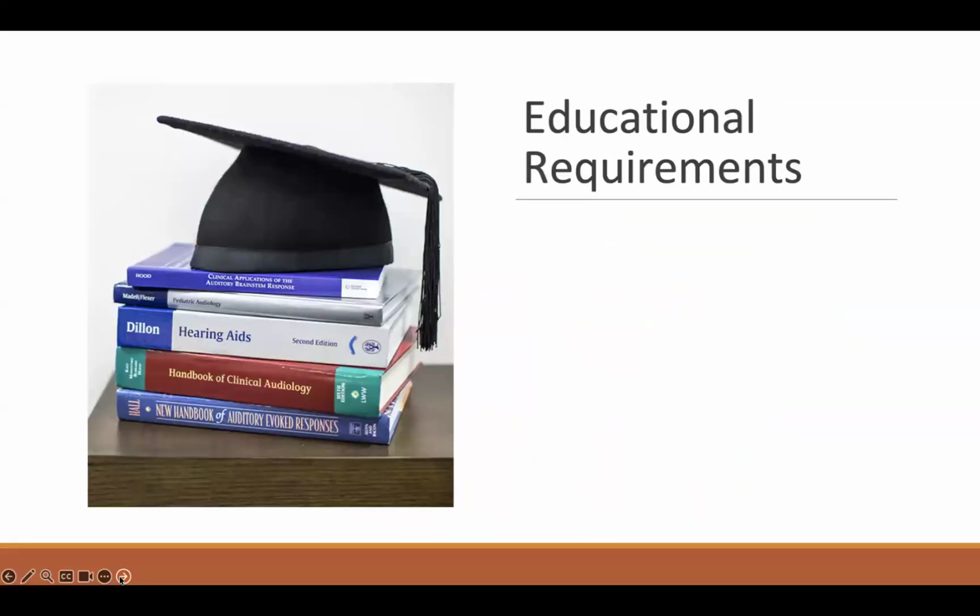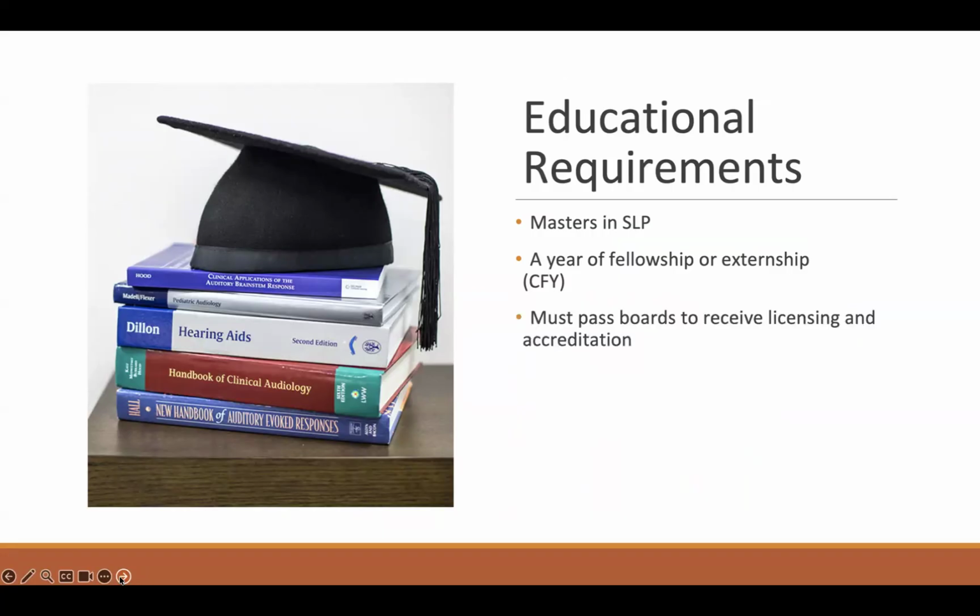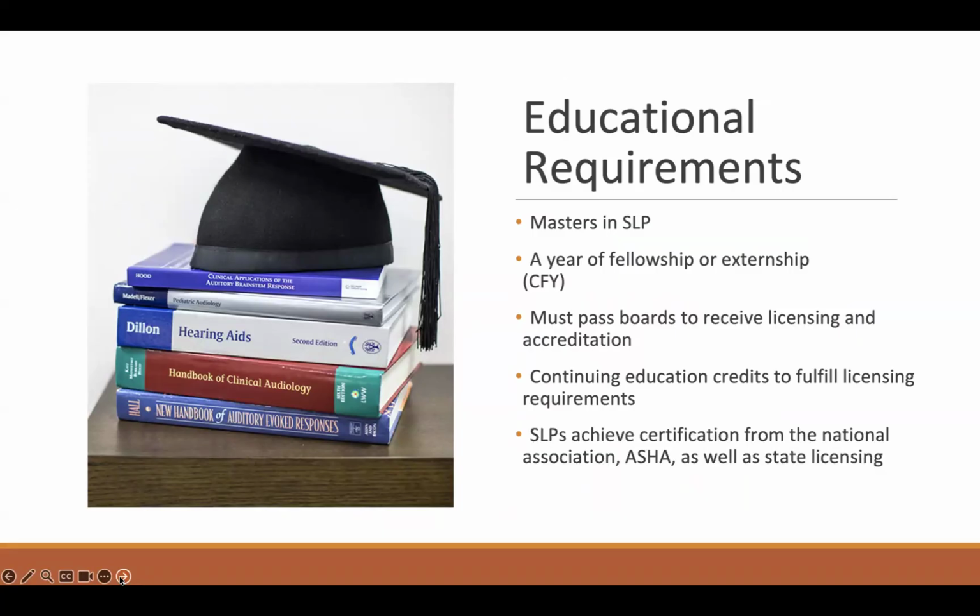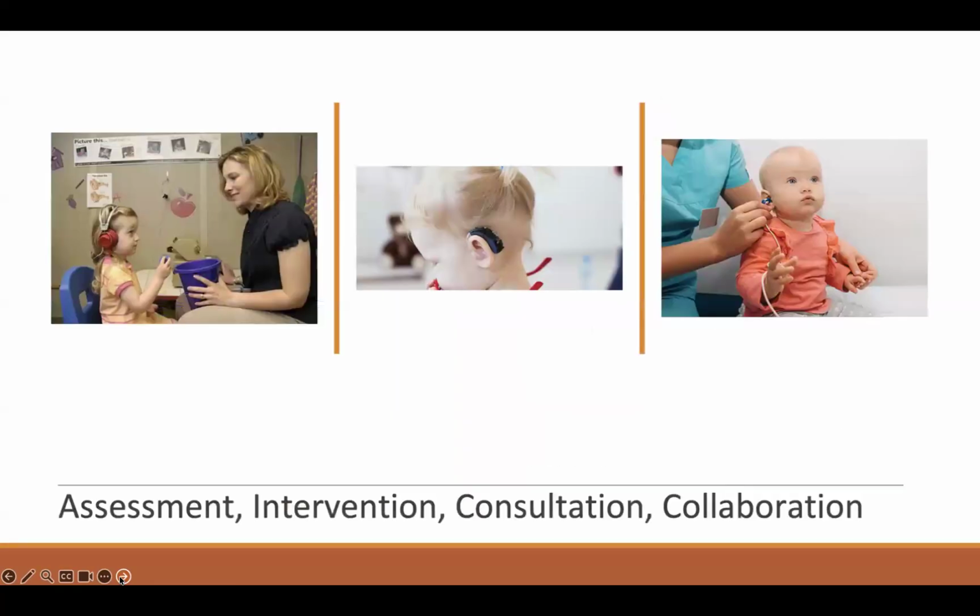As you may know by now, the basic degree that you need to become a speech language pathologist is a master's in speech language pathology and a year of fellowship or externship called the clinical fellowship year. You must pass boards to receive licensing and accreditation. And then you also need ongoing continuing education credits to fulfill licensing requirements. Speech language pathologists achieve certification from ASHA as well as state licensing.